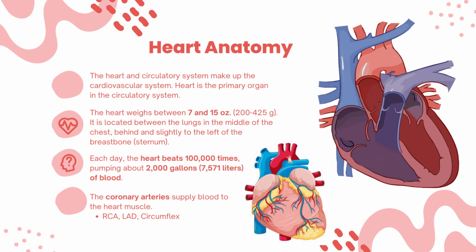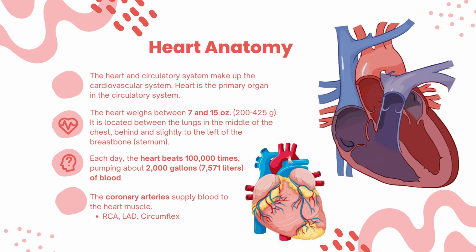Now, some fun facts here. By the end of a long life, a person's heart may have beat more than 3.5 billion times. In fact, each day, the average heart beats around 100,000 times, and it pumps about 2,000 gallons or over 7,000 liters of blood. Your heart receives nutrients through a network of coronary arteries.